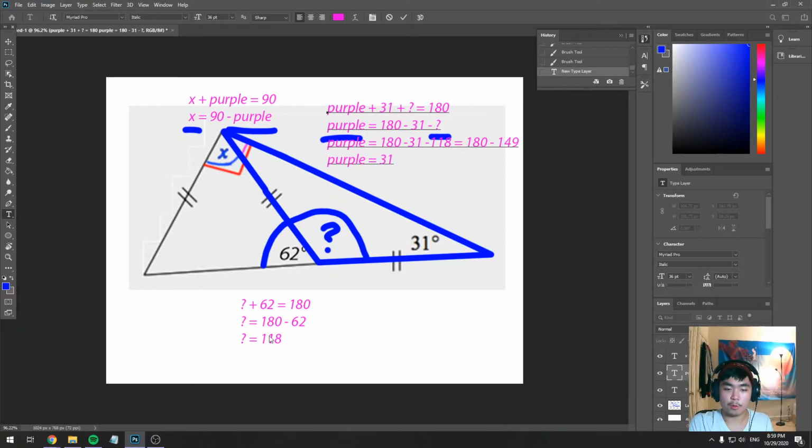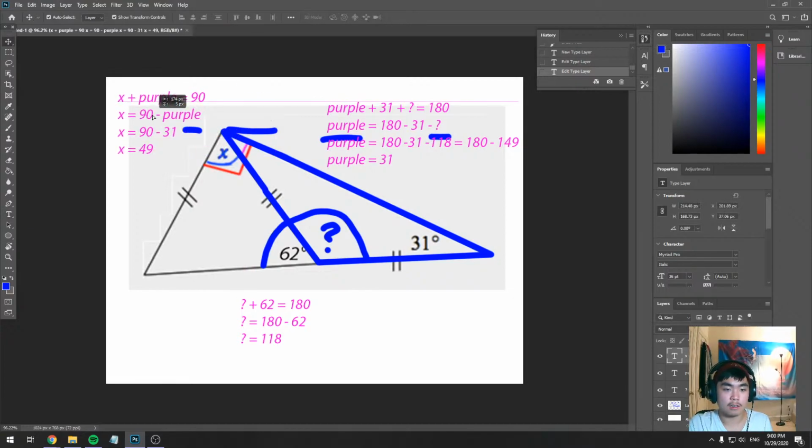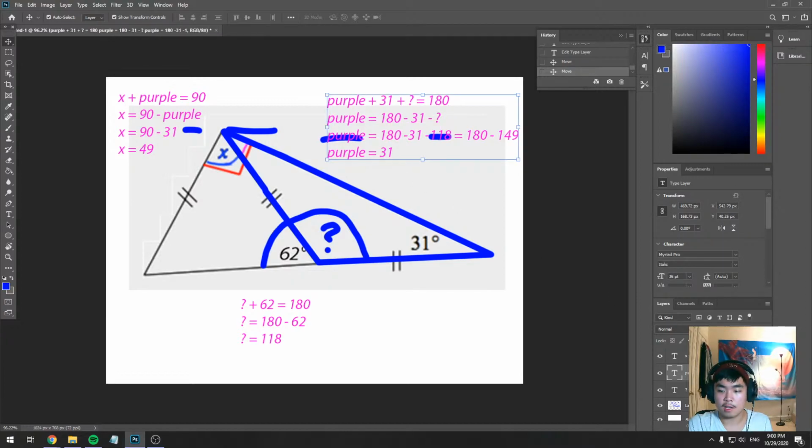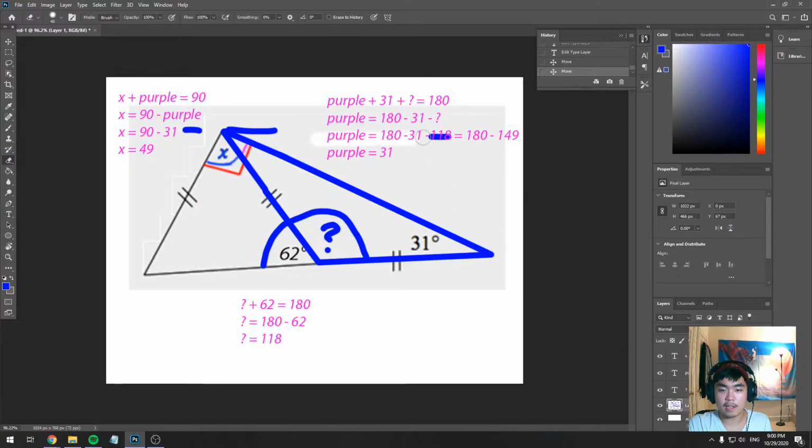Alright, so remember, we found the question mark. Now we can find the purple using our triangle. Now that we know purple, we can use our complementary angles to solve for x. So now we know x is equal to 90 minus 31. X equals 49. All right. And there you have it. That is your answer. X equals 49.